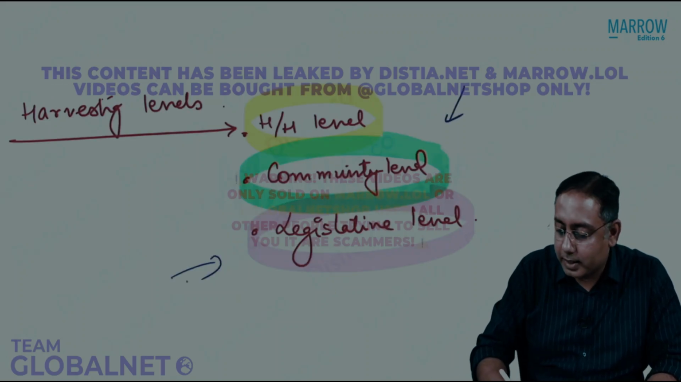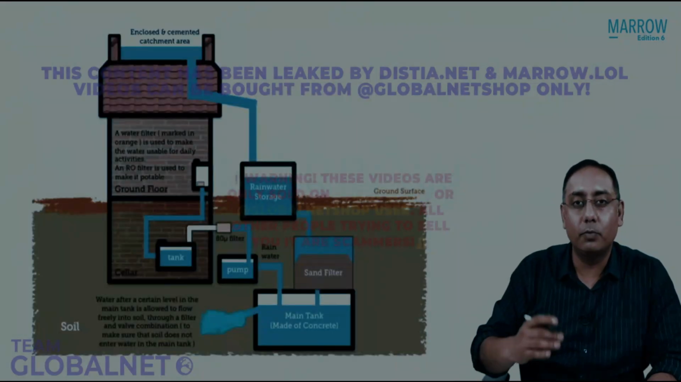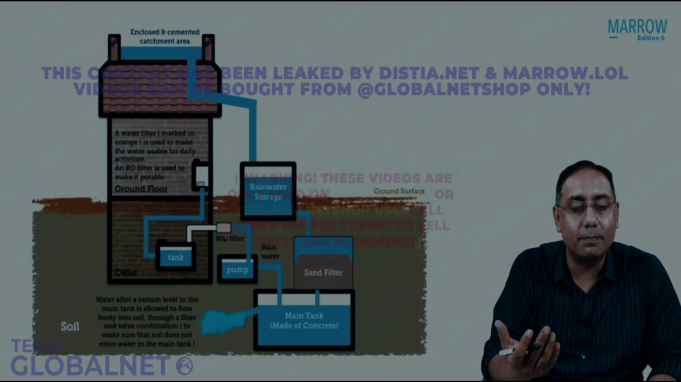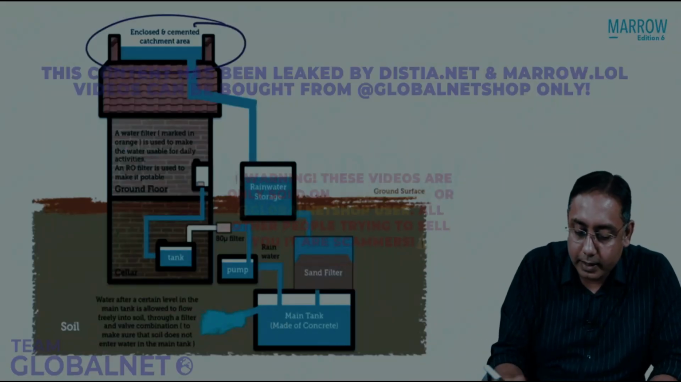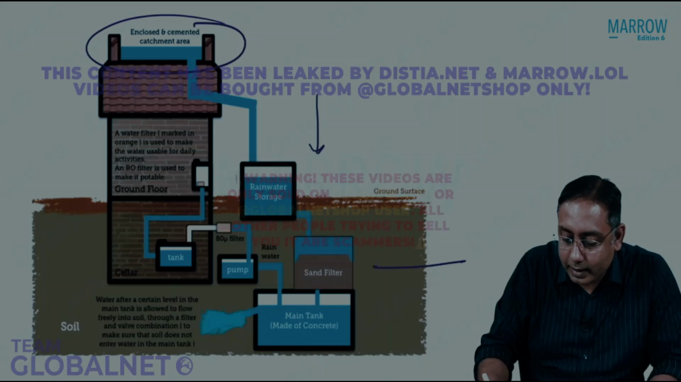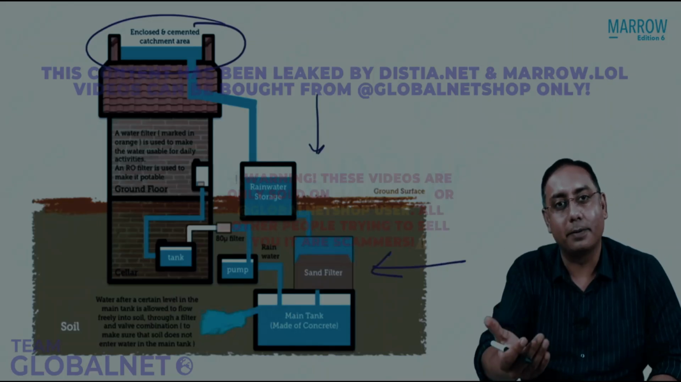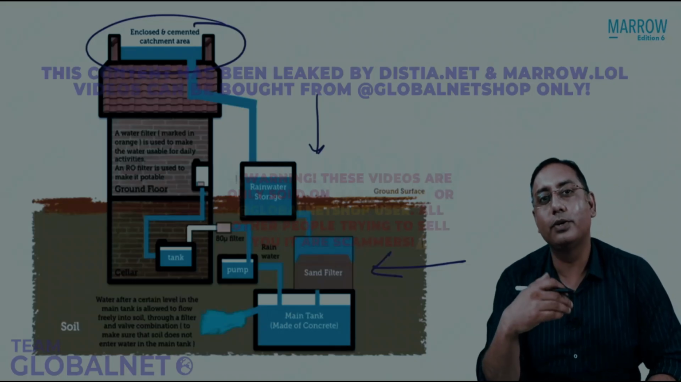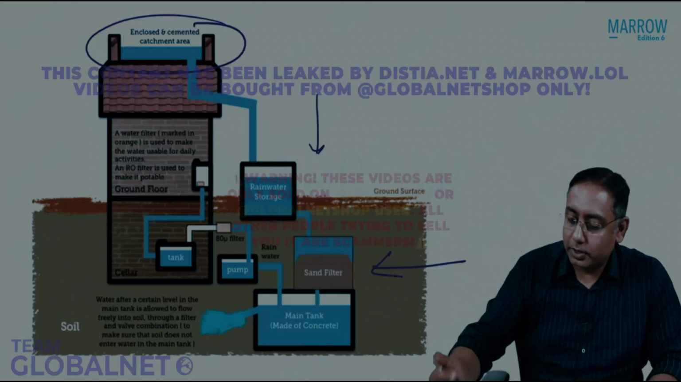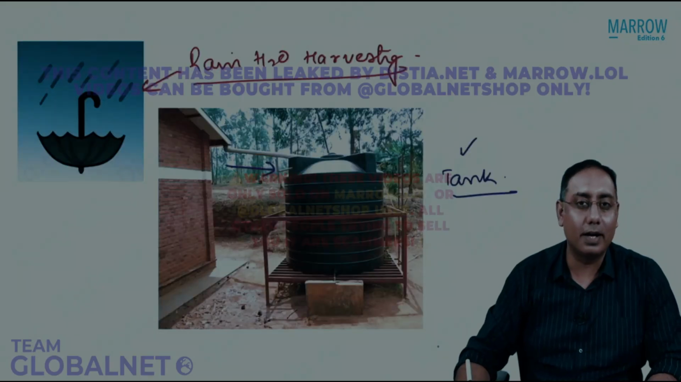At the legislative level, what you can do is have special buildings with a water harvesting mechanism. There can be some legislative norms that the water in the catchment area goes down, then there is a sand filter within the building, and from the building the water is supplied. This will actually reduce the carbon footprint. So this is the importance of rainwater harvesting.